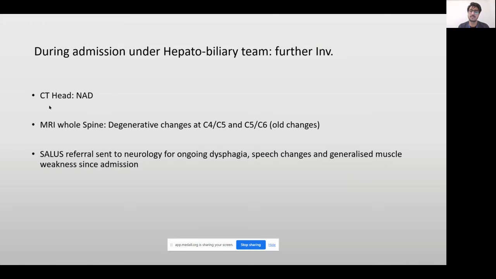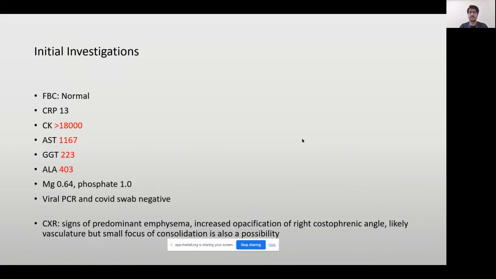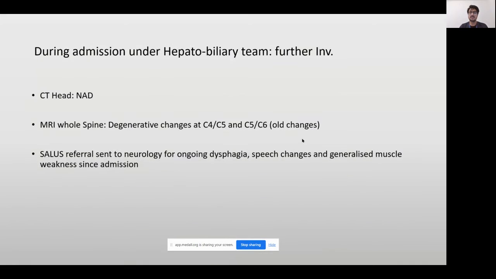An MRI scan was performed as well. MRI whole spine was performed by the hepatobiliary team when he was admitted in the hepatobiliary ward, and there was some degenerative disc disease found, but there were old changes. There was nothing new. So once they were done with all these investigations and the patient was still having dysphagia, swallowing difficulty, raised CK and muscle pain, they sent a referral to our team for ongoing dysphagia, speech changes, and generalized muscle weakness since admission.